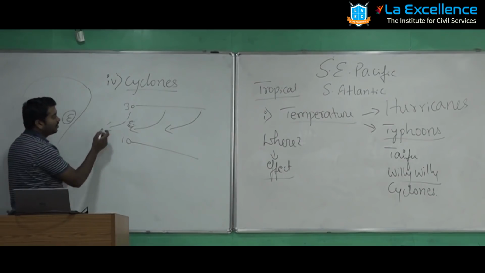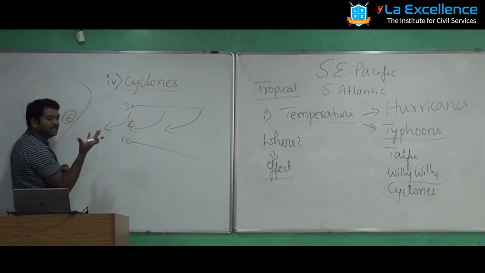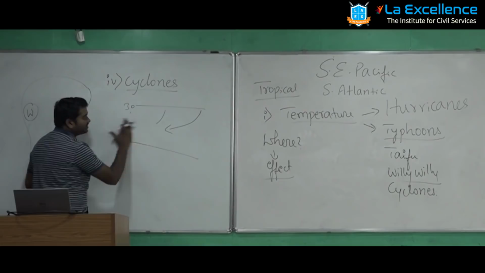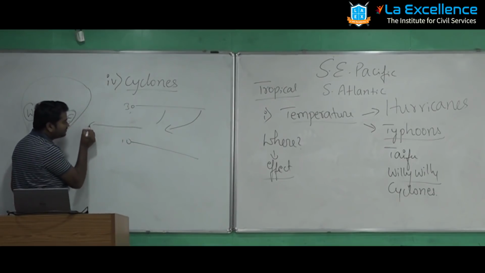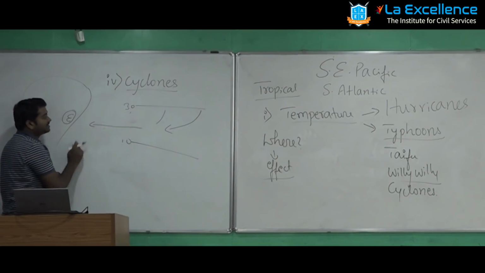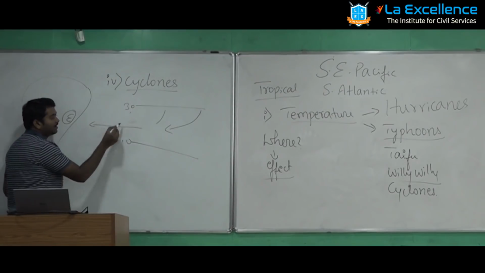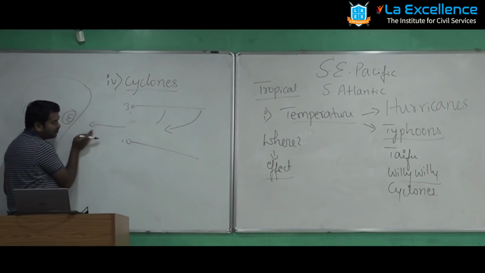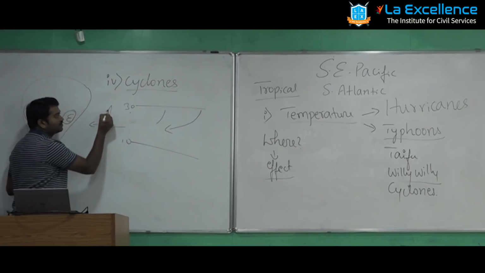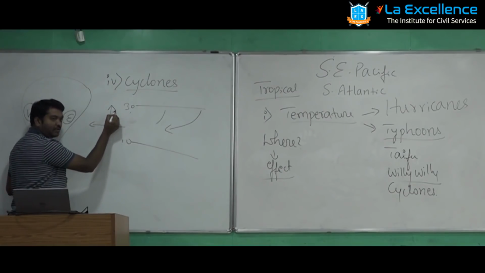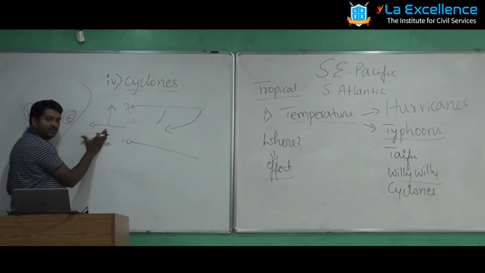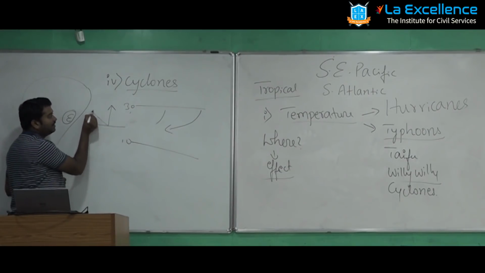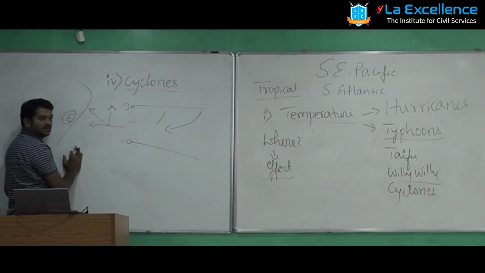And because of Coriolis force, what happens? The entire cyclone will start moving. First, the direction will be like this. Next, if wind is moving like this, Coriolis force will be like this. Coriolis force is always perpendicular to the wind direction. So the resultant will be like this.